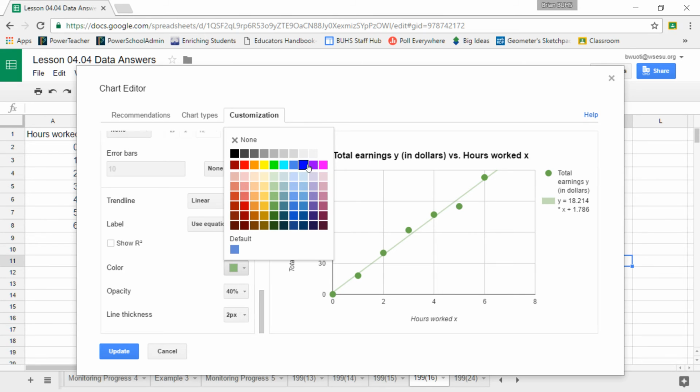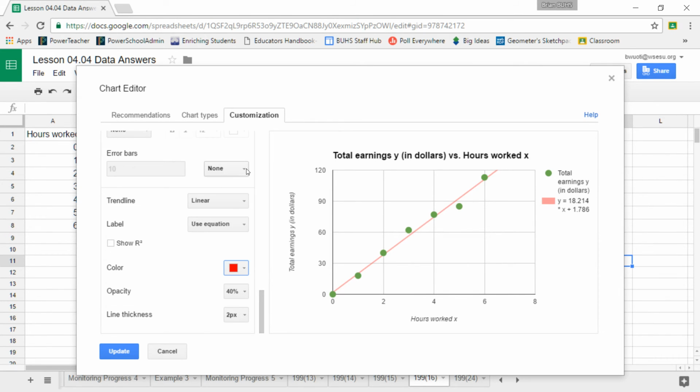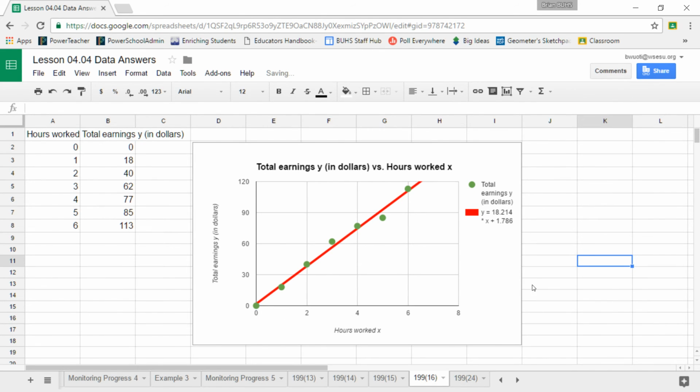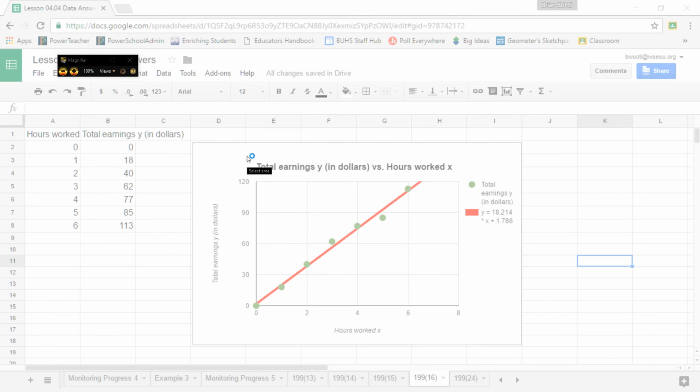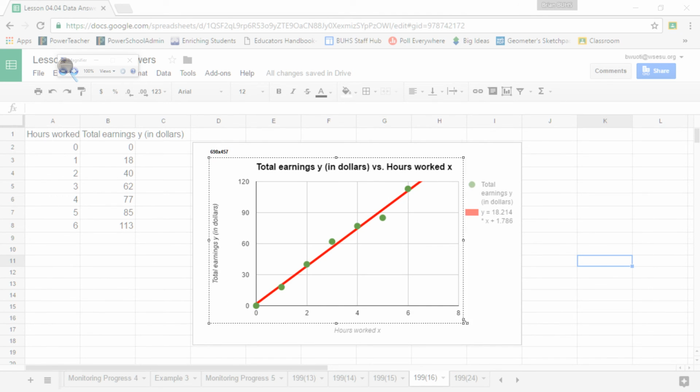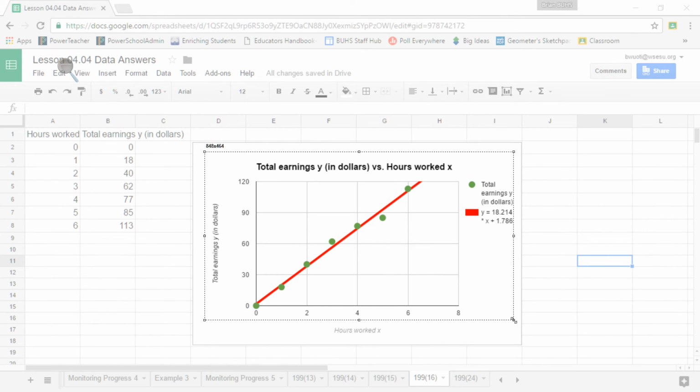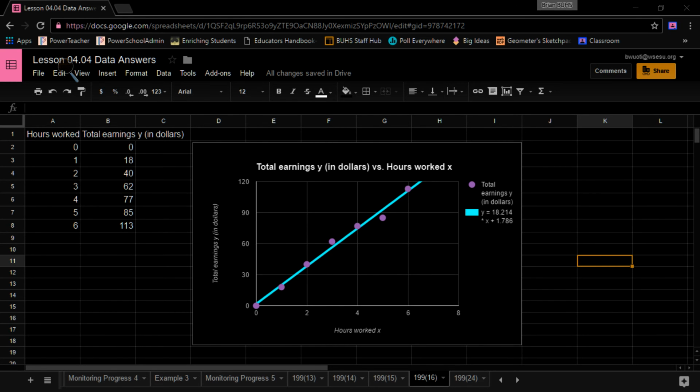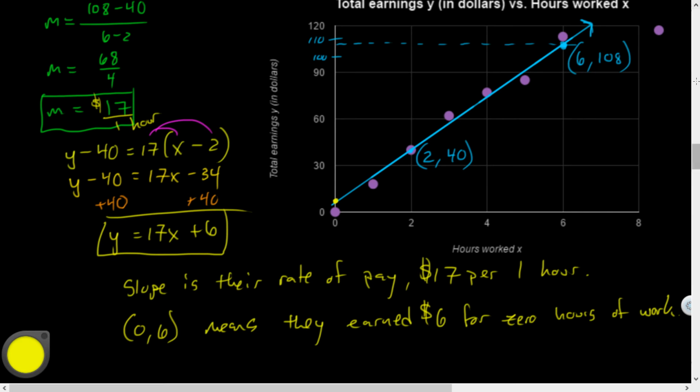Let's get a darker color here. There we go. And I'll make it a thicker line and 100% solid. There's our line. I'll hit update. My magnifier disappeared again. I really don't understand why that's happening. Oh, I need my copy. All right, and let's compare.